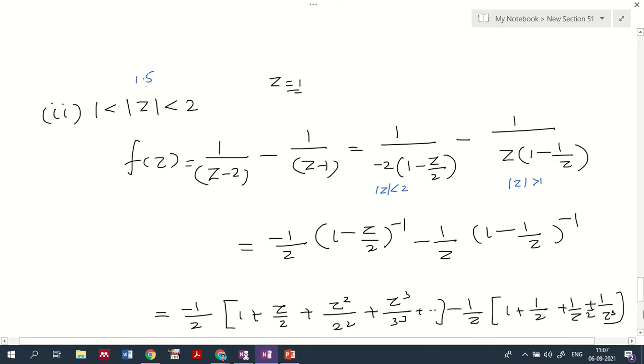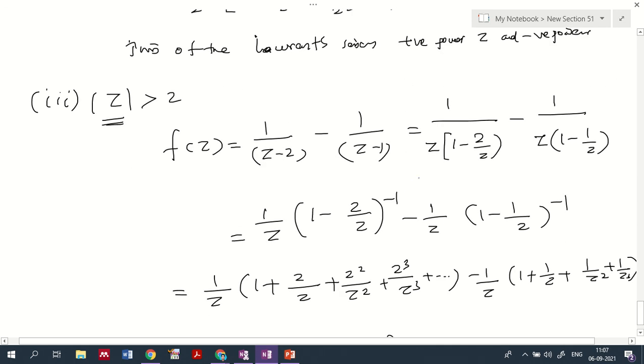In the last case, if you examine, a possible value will be 2.5, because mod z is greater than 2. So mod z is greater than 2 in this case, and mod z is also greater than 1. So you have to take z outside from the bracket in order to execute this problem.